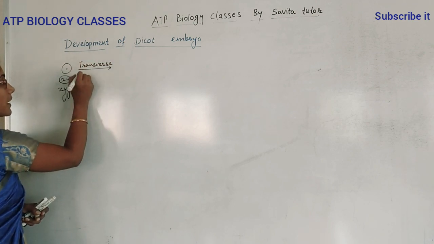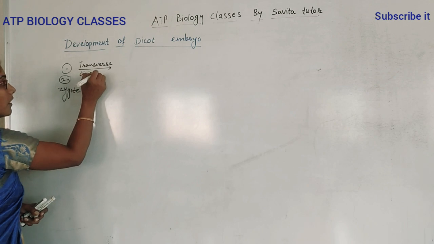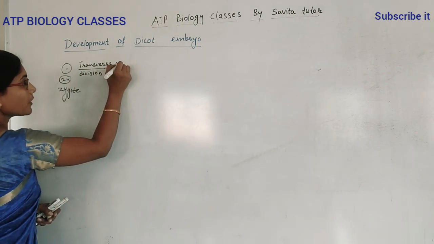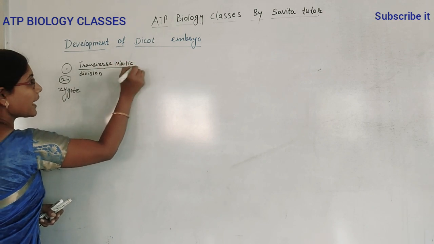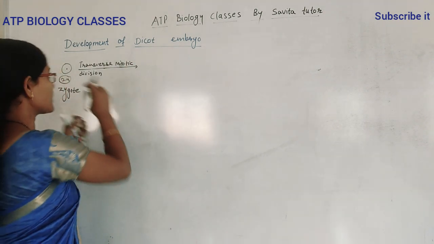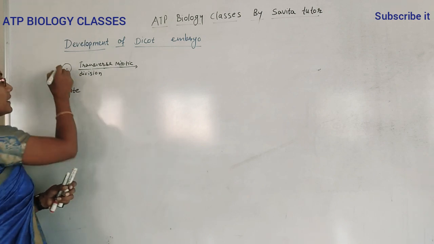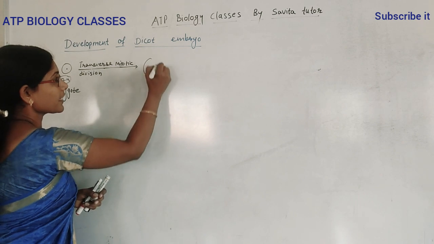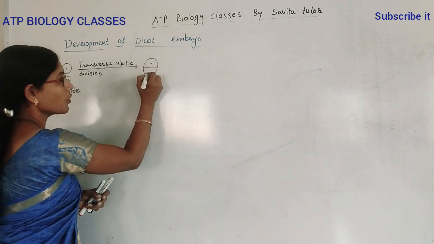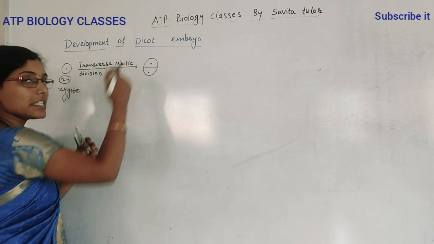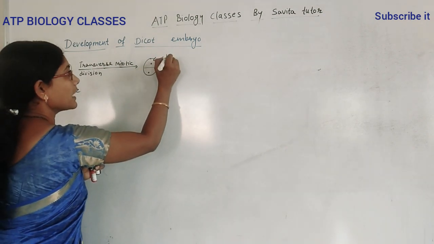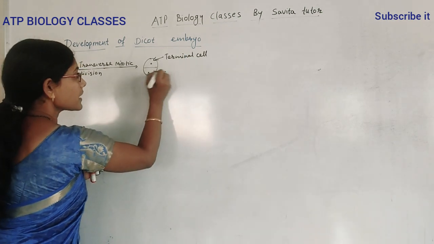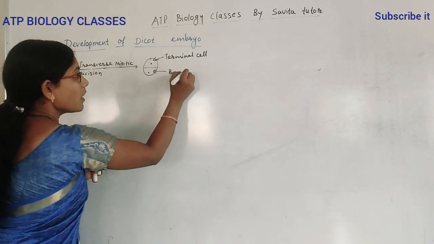Transverse division takes place. Transverse mitotic division, you can say mitotic division, and forms the two cells. It is transversely, means horizontally dividing and forming two cells. You can say that this is the two cell structure now. The upper cell is called the terminal cell and the lower cell is called the basal cell.